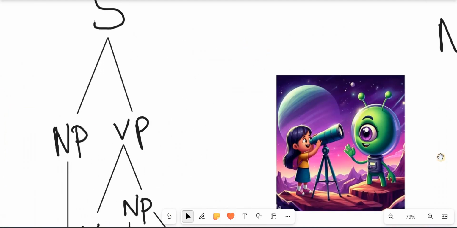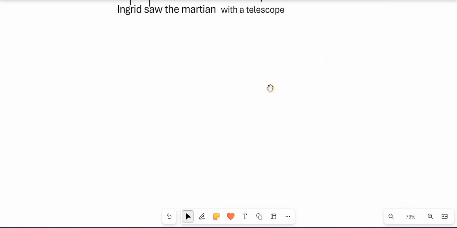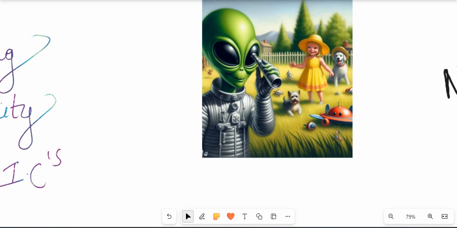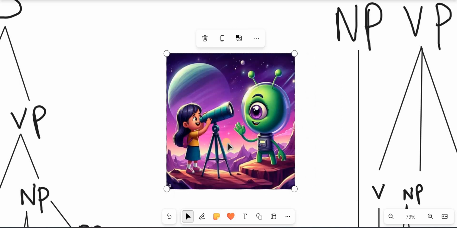Now this can also mean that Ingrid saw a Martian with the telescope. Here Ingrid is using the telescope. So see, the surface structure is Ingrid saw the Martian with a telescope. Here Ingrid saw the Martian with the telescope. And here Ingrid is the person who saw the Martian who carried the telescope. So with the telescope, the sentence can also mean Ingrid saw the Martian through her telescope, with the telescope. So the act of seeing here is done by Ingrid.